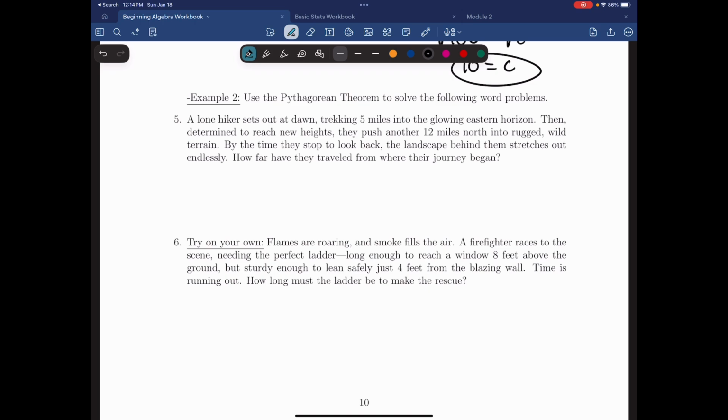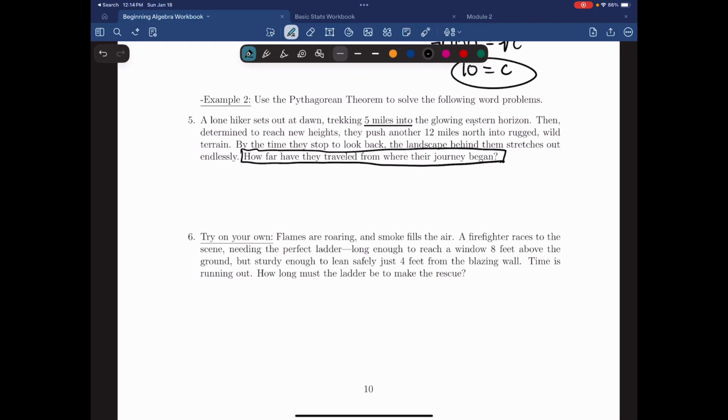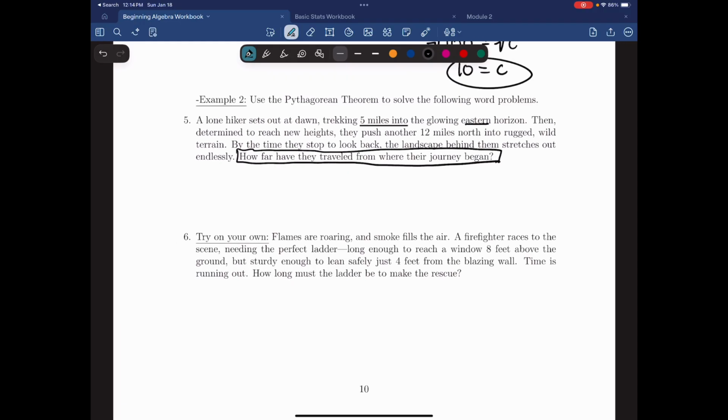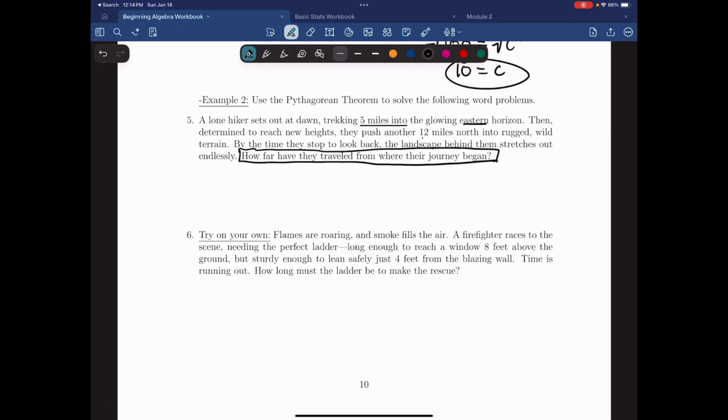Well, we want to know how far they traveled from where their journey began. So let's box that question so we know what exactly we're being asked. Well, let's see what else we know. This hiker traveled 5 miles east. And then they also traveled 12 miles north.